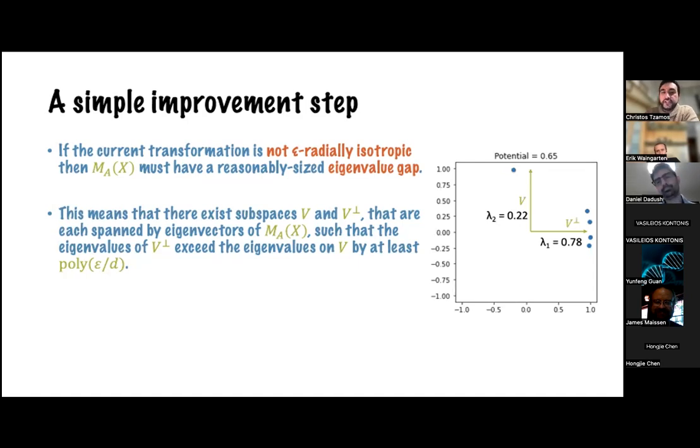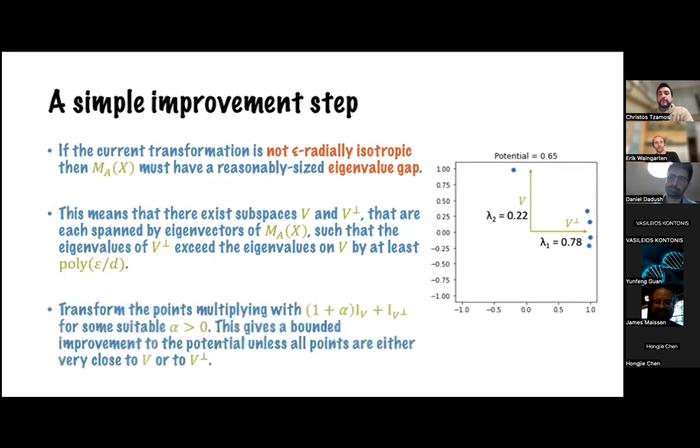If you look at this picture, these are two eigenvectors of my point set. This V perp is the large space, which has a large eigenvalue 0.78, and V has an eigenvalue of 0.22, much smaller. So one simple operation I can do is transform my point set by multiplying along the direction V. I want to increase the eigenvalue lambda 2, so I'll multiply everything in that direction to rescale my points.